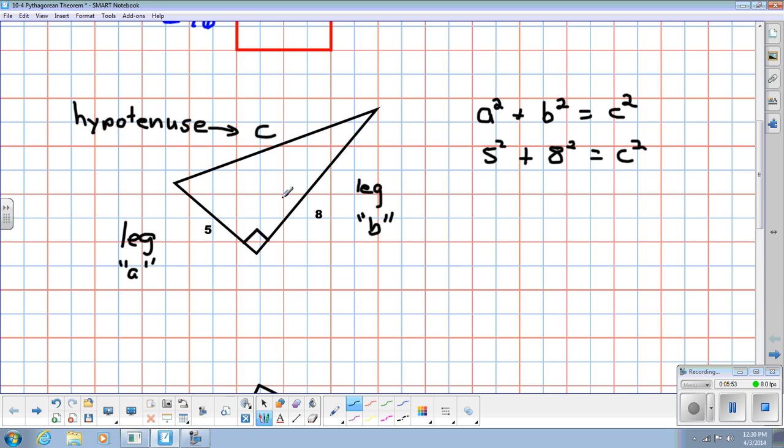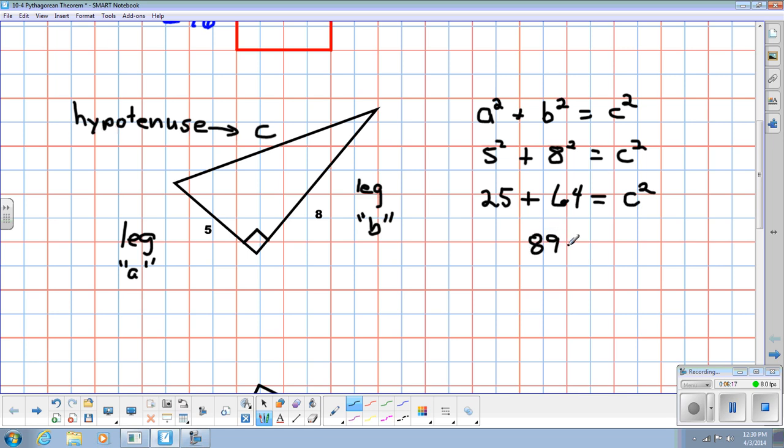It's very nice when I have been given both of the legs of the triangle. It works out very quickly. I can do 5 squared. 5 times 5 is 25. 8 times 8, that's 64. And that equals C squared. 25 plus 64 gives me 89.